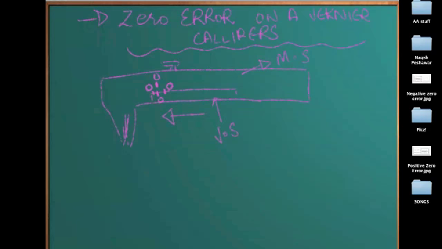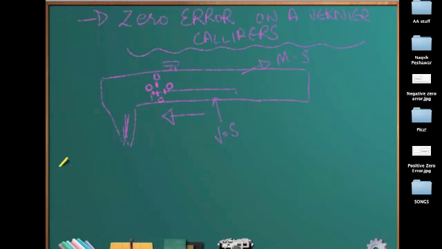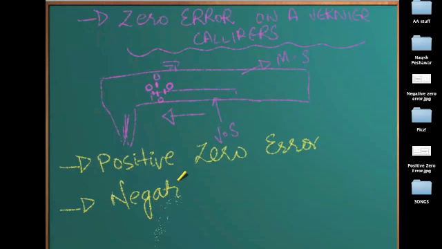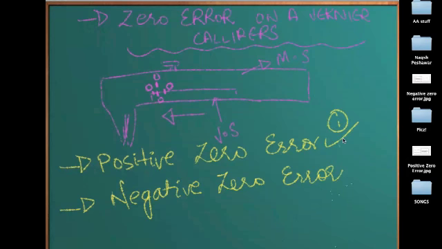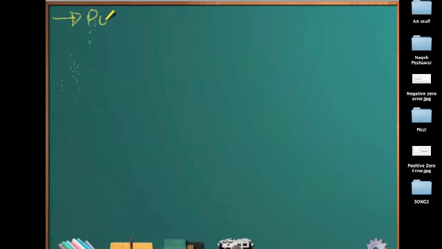There are two kinds of zero errors that we will be talking about here. One is the positive zero error and one is the negative zero error. So let's talk about the positive one first. I will be talking about the positive zero error now.